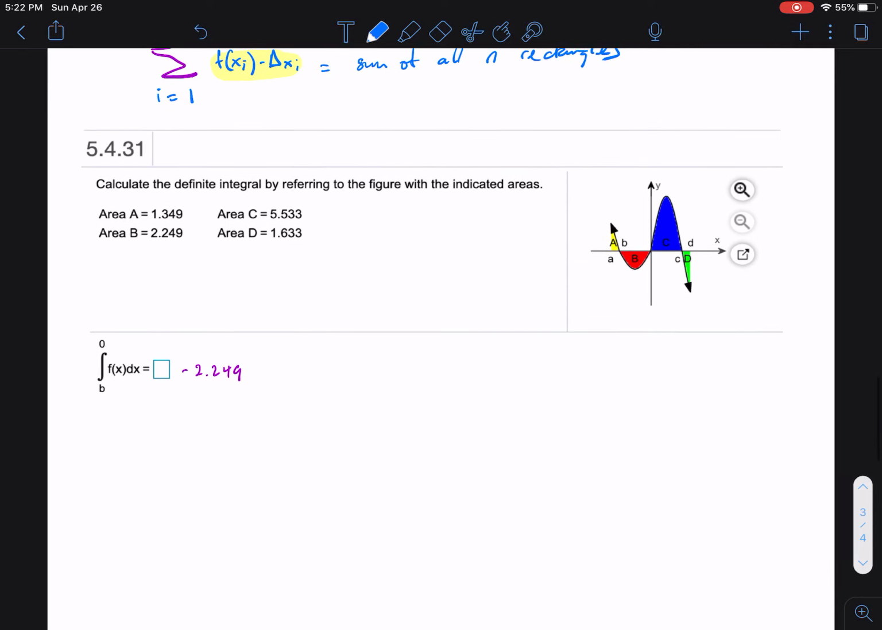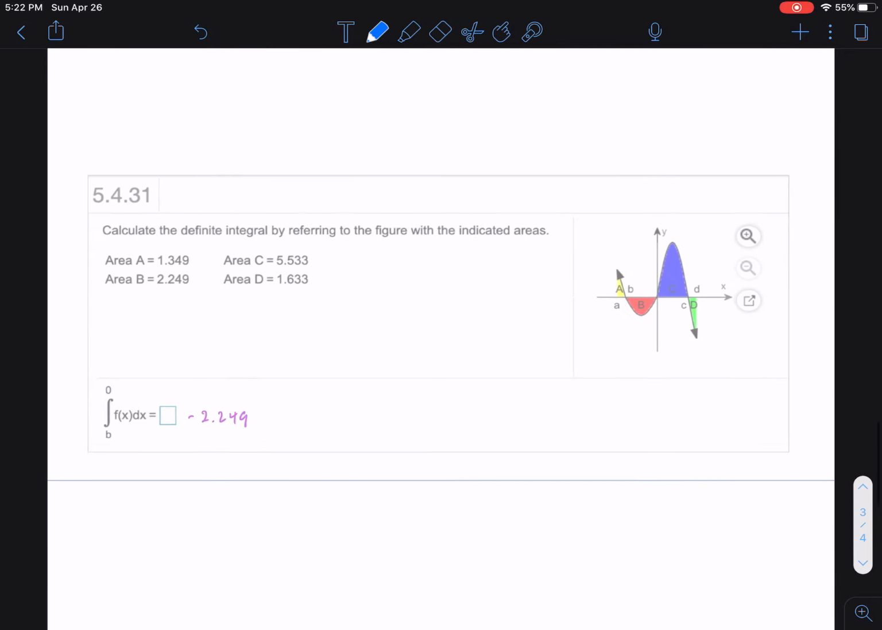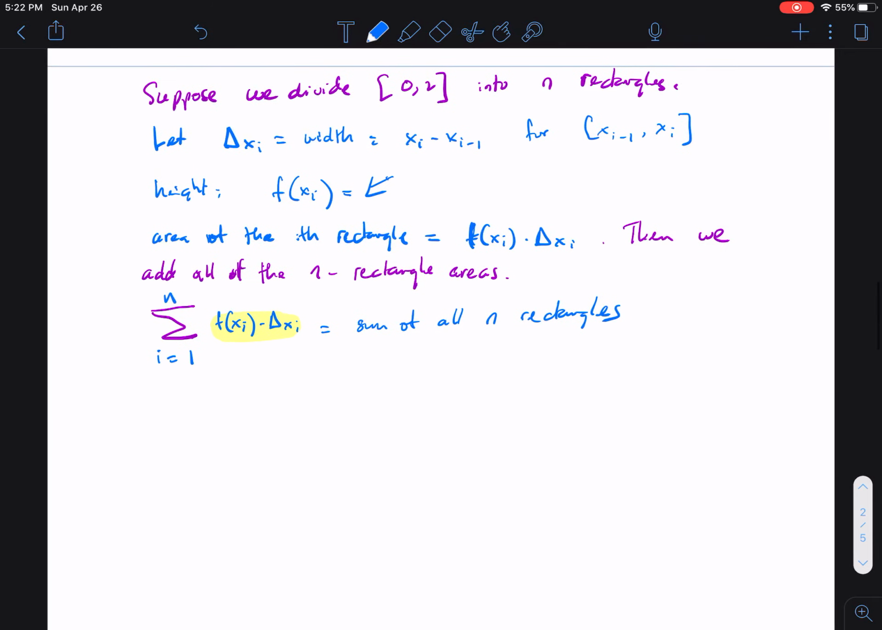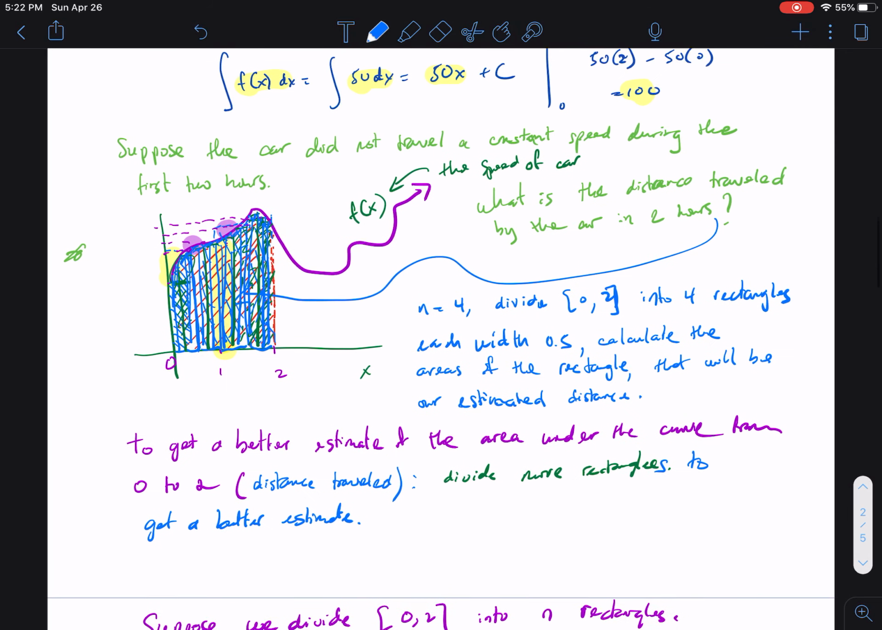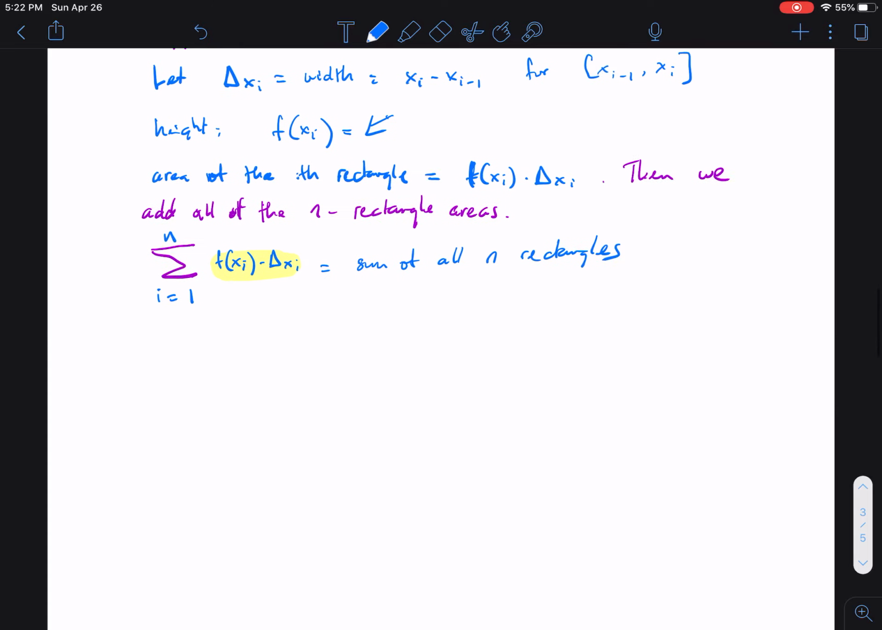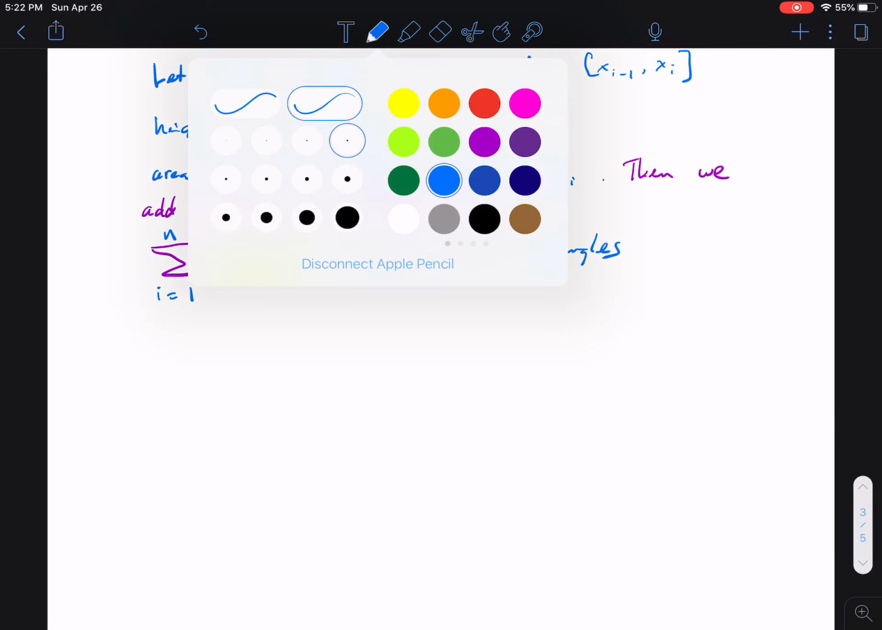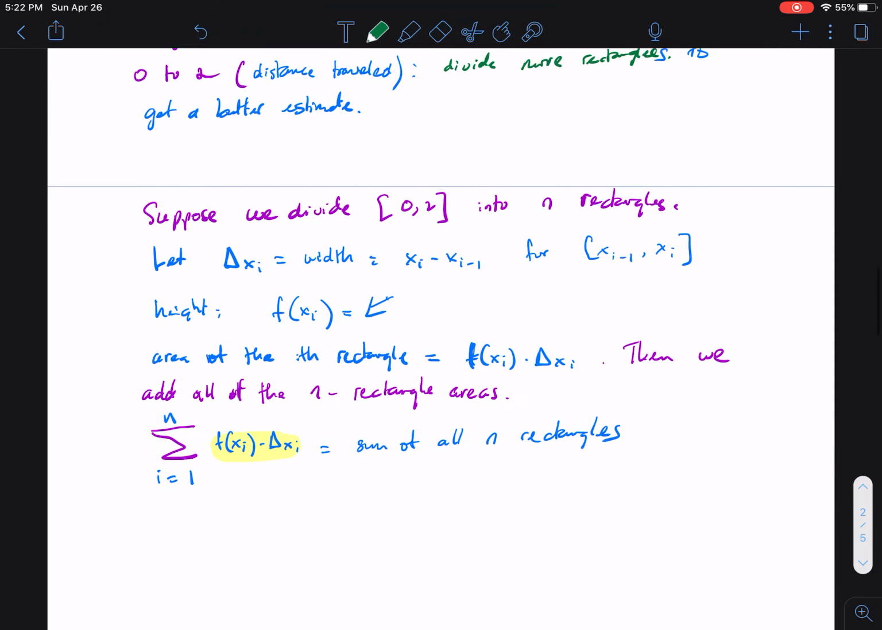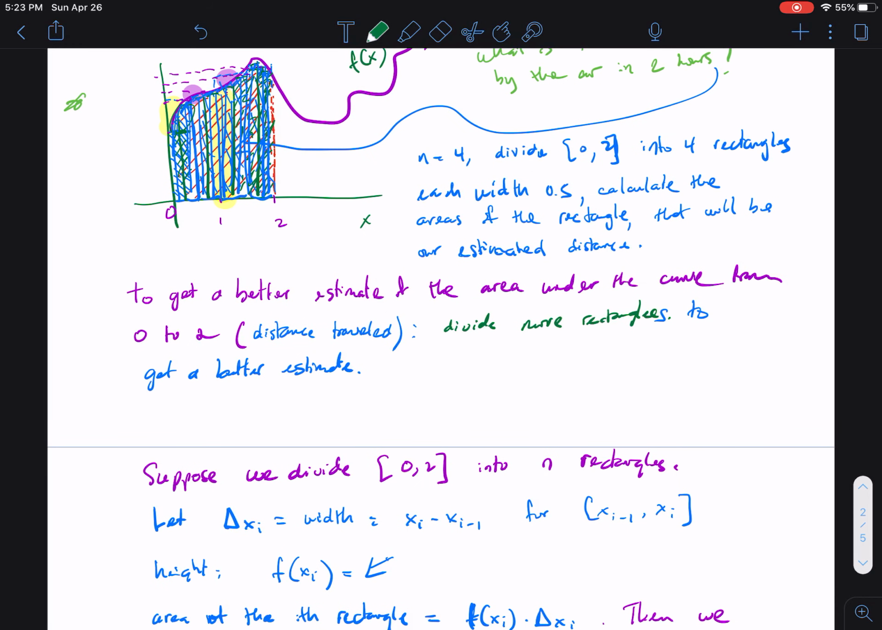But even then, guys, that doesn't quite give us the exact distance or area under the curve. It just gives us a much more accurate estimate, better than 4 rectangles or 5 rectangles. But check this out. We learned this concept already. Imagine if we divide into infinitely many of those tiny rectangles, so that they fit perfectly under the curve, so that we can calculate the exact area.